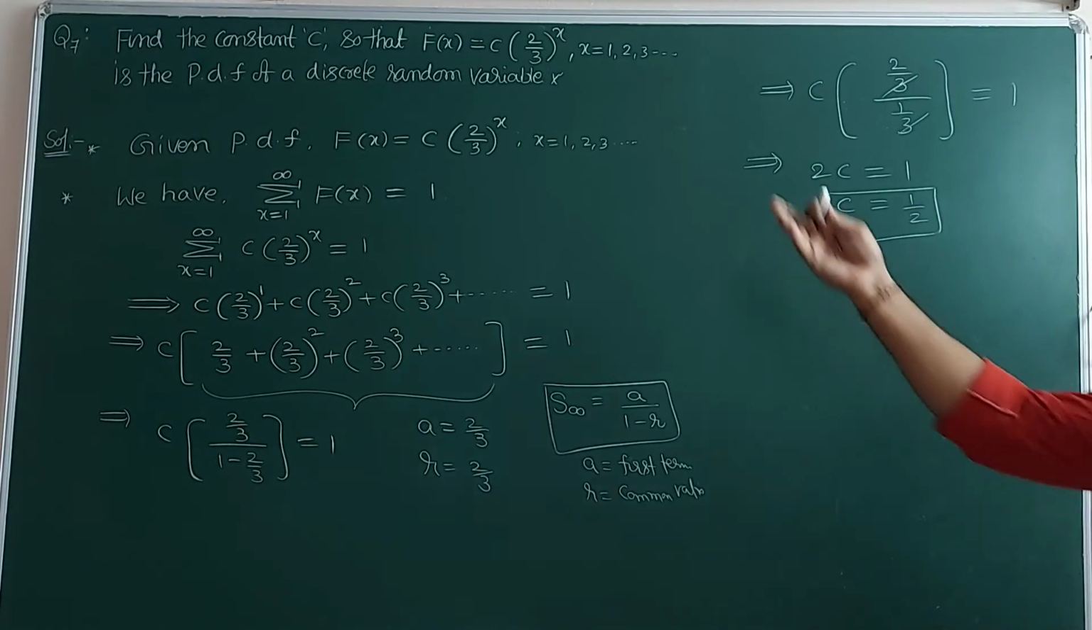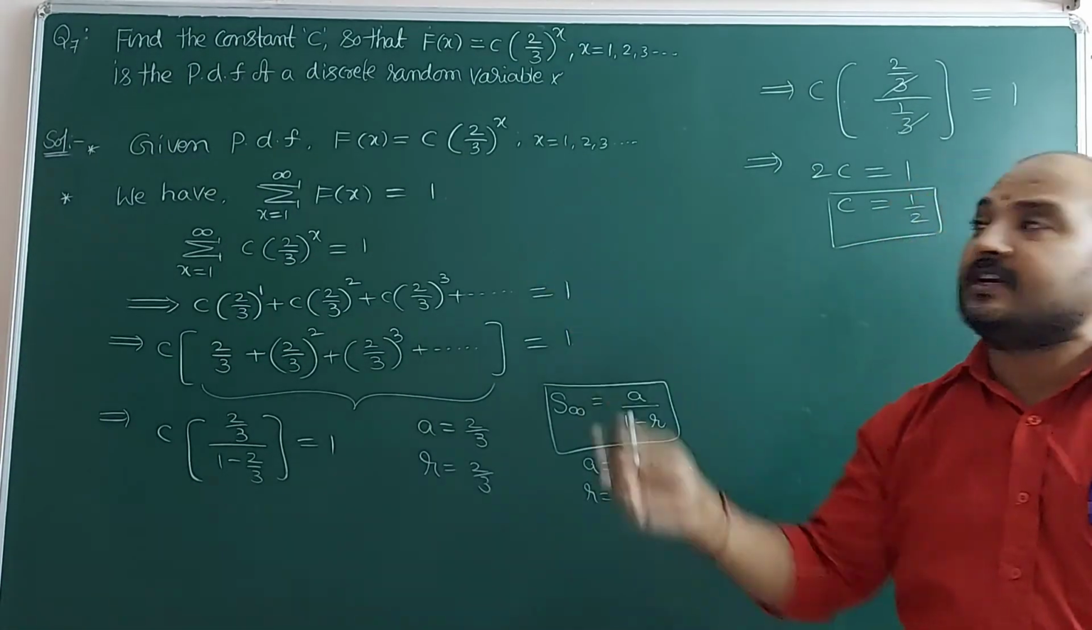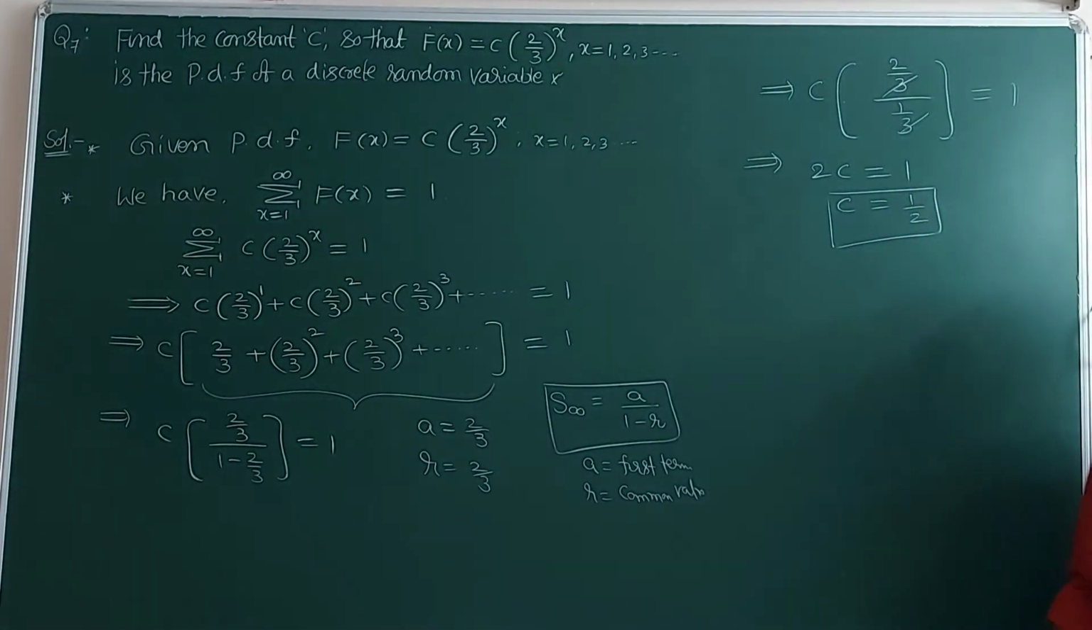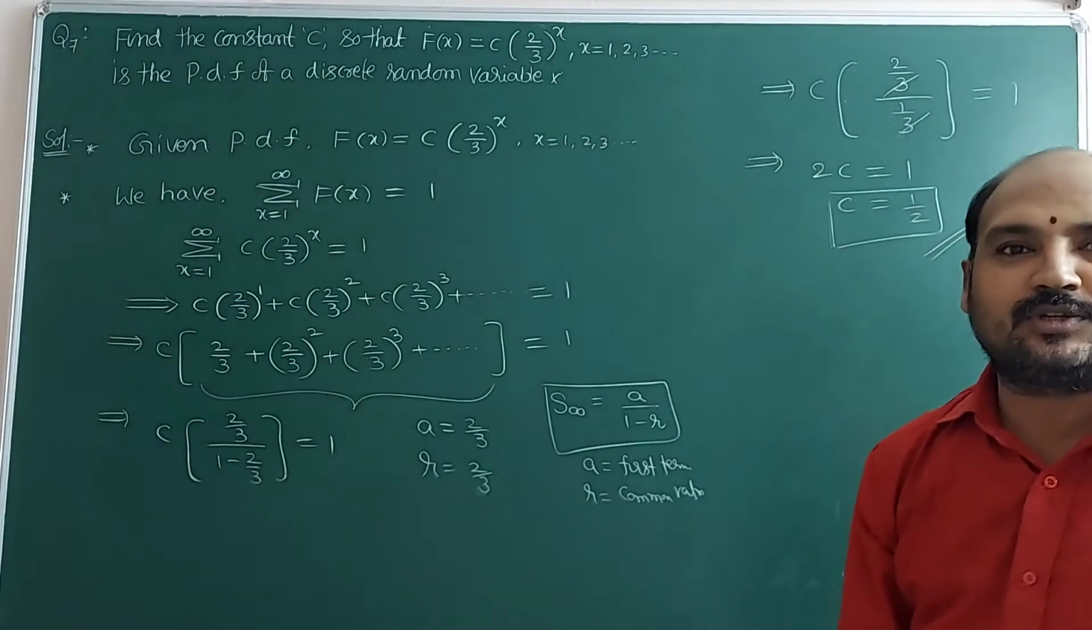That's what they are asking: find the constant c so that the function is a PDF. So c is equal to 1 by 2. We'll move on to the next question, dear students.